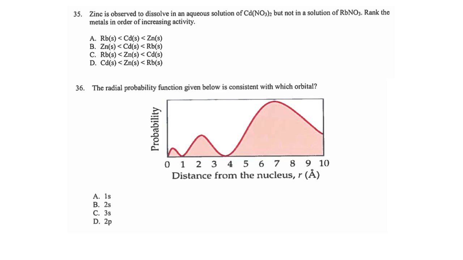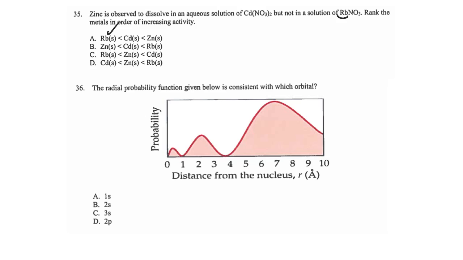Zinc is observed to dissolve in an aqueous solution of cadmium, but not in a solution of rubidium. Rank the metals in the order of increasing activity. Okay, so since zinc does not dissolve in rubidium nitrate, that means that rubidium solid is not formed in that reaction because rubidium solid must be more reactive. So the most reactive metal here would be rubidium.